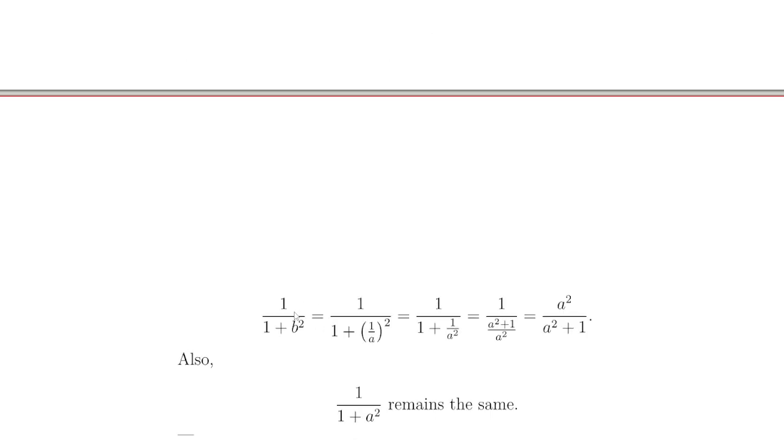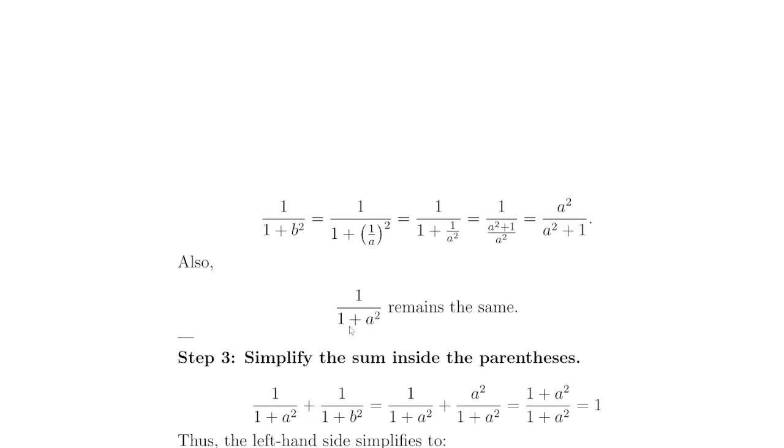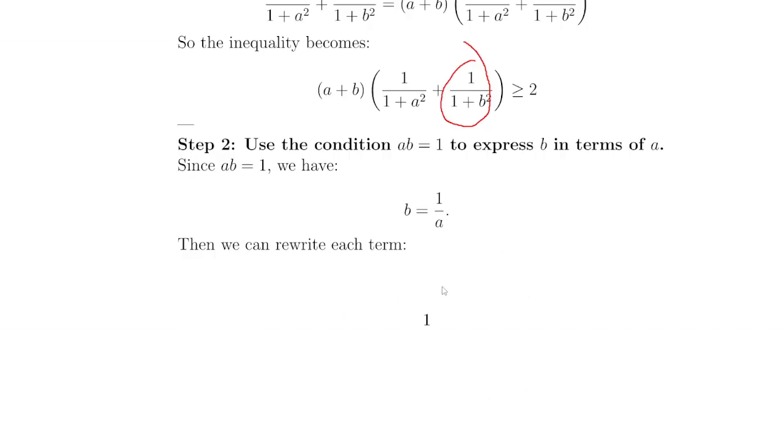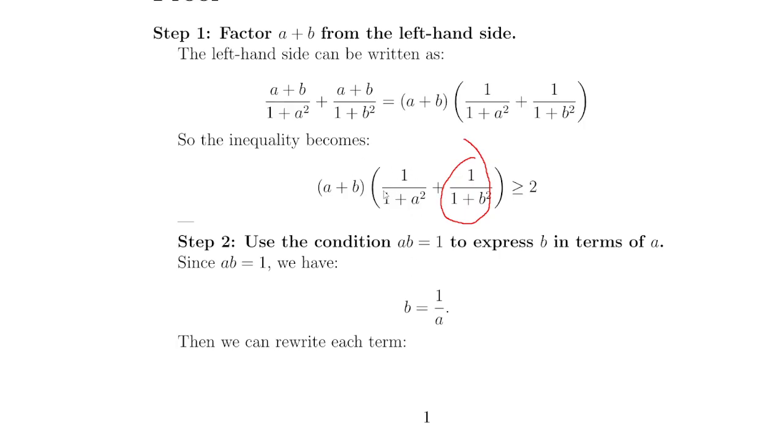So 1 over 1 plus b squared turns into 1 over 1 plus (1 over a) quantity squared, which is 1 over 1 plus 1 over a squared. You can get a common denominator of a squared, multiplying the top and the bottom by a squared. These a squareds cancel, and we're left with a squared over a squared plus 1. And the 1 over 1 plus a squared is the same, so we're not touching this one.